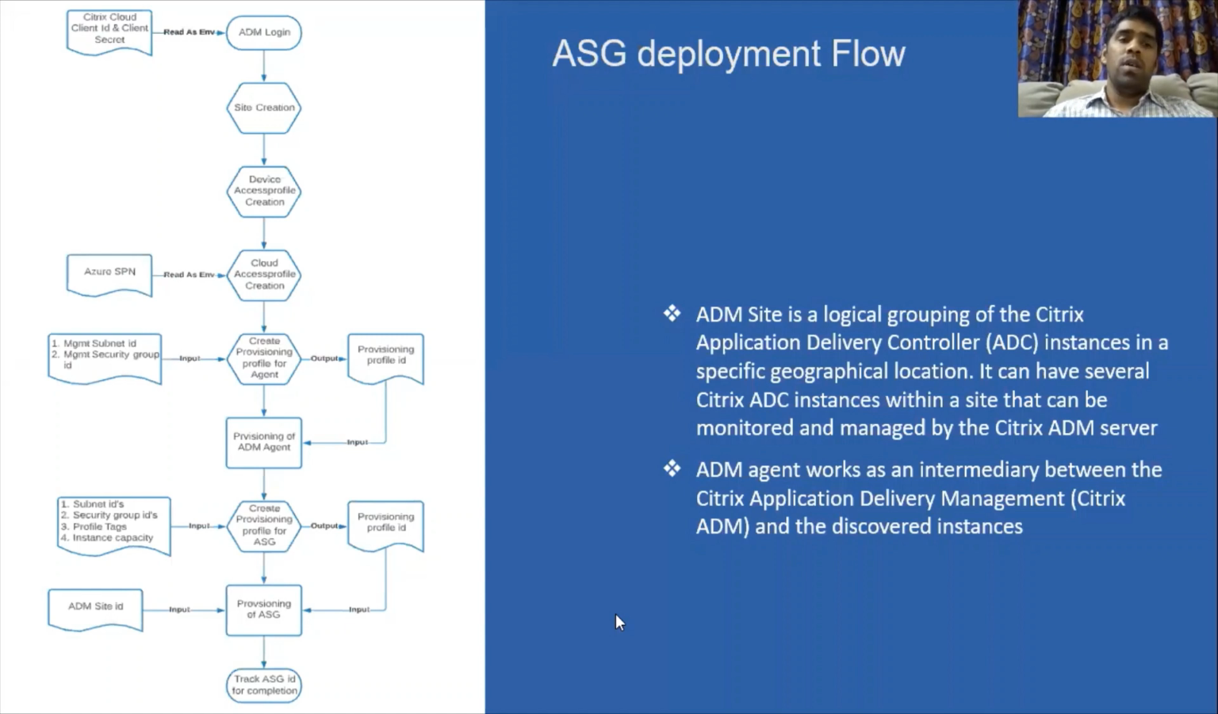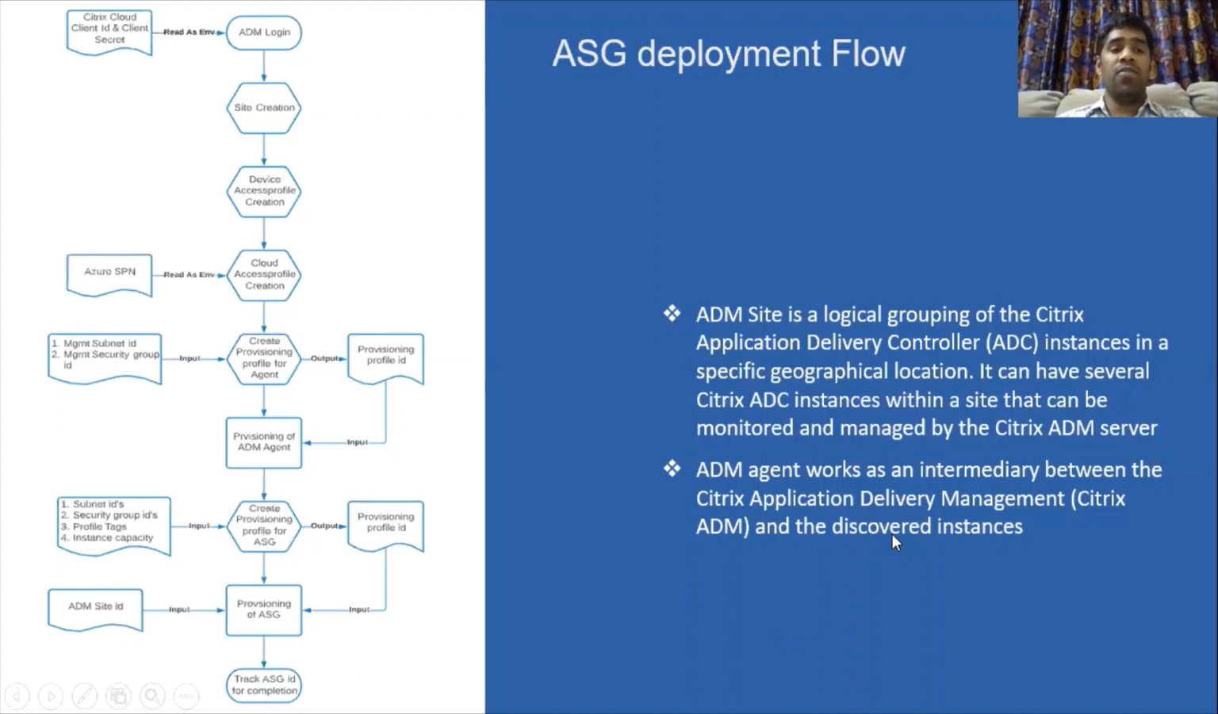Now let me tell you what this ADM site, ADM agent, and the profiles are that we are creating as part of this ASG deployment workflow. An ADM site is a logical grouping of Citrix application delivery controllers, and it can have several ADC instances within a site. It is based on the geographic location group. And the ADM agent works as an intermediary between the ADM and the ADC instances. ADM uses these ADM agents to manage the ADC instances.